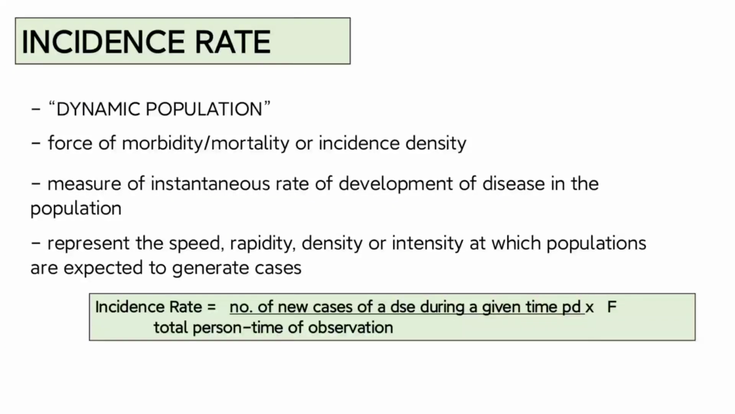Similar lang yung letter, yung sa taas niya, yung sa numerator, yung incident cases, yung new cases of disease during a given time period. And then, ang difference niya with the proportion would be the denominator. Yung proportion, tandaan nyo, the total population at risk. Ganun lang siya, right? In incidence rate, since this is a dynamic population, ibig sabihin varying yung value ng population mo. Okay? Ibig sabihin, dito naman, total person time of observation. Okay?